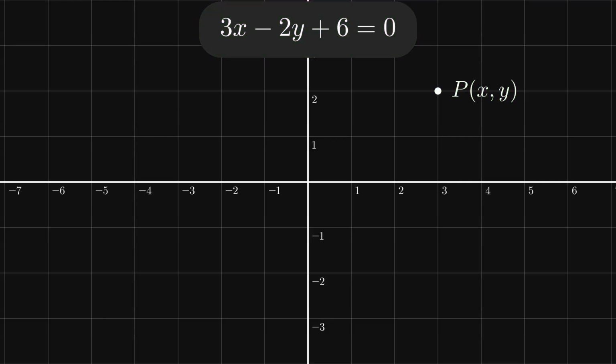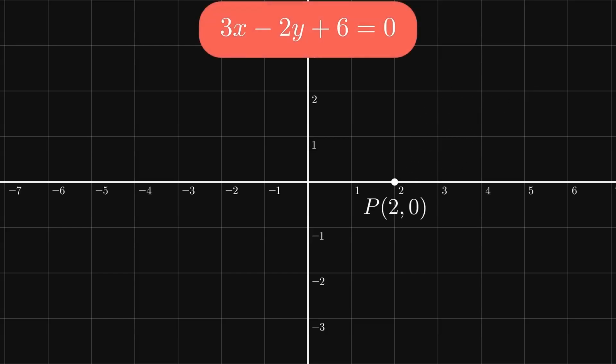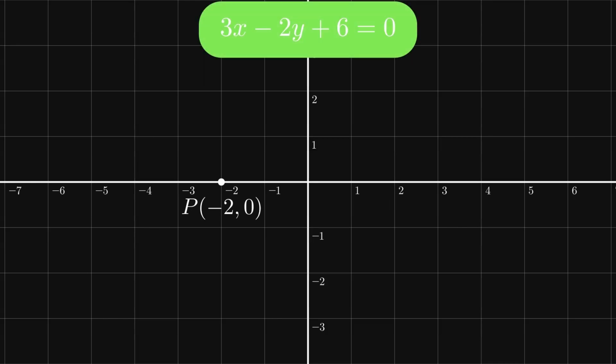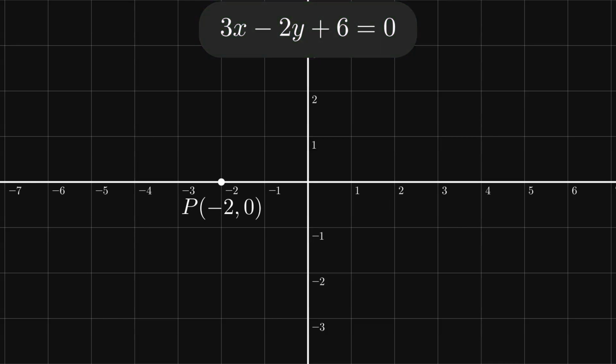We will start with a random point like (2, 0). Does it satisfy the equation? No, and hence it is invisible. If the point is (-2, 0), it satisfies the given equation, and hence it is visible. But if we keep going on and on like this, it will take us forever.